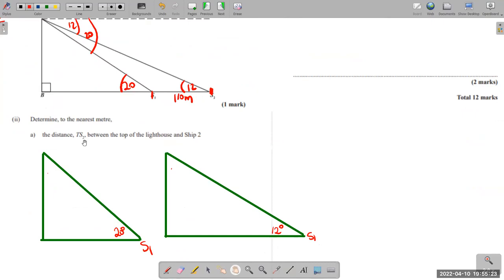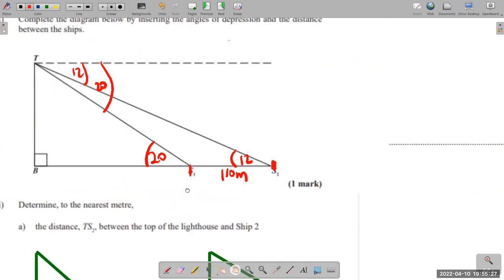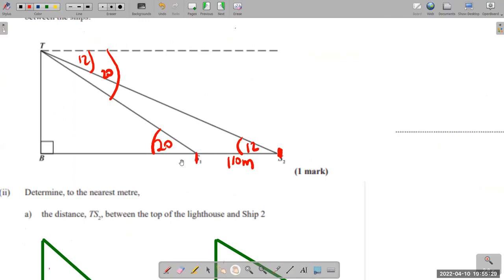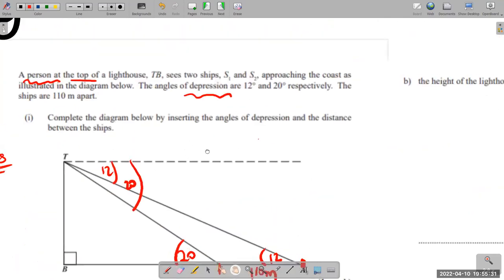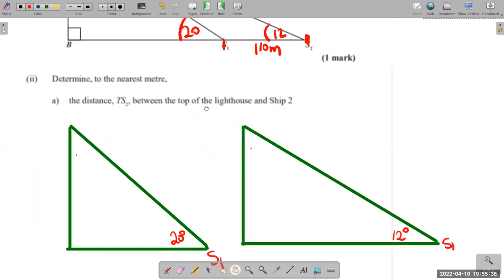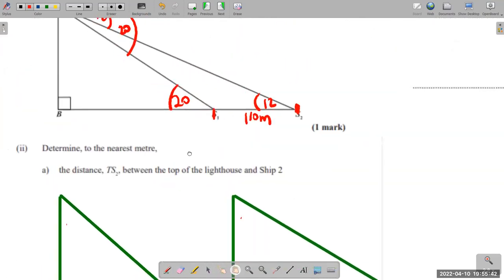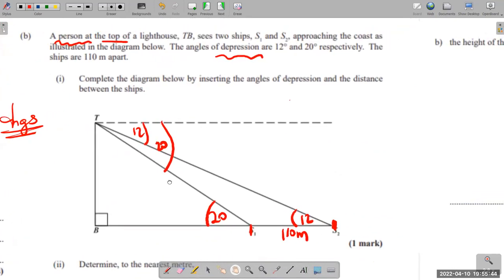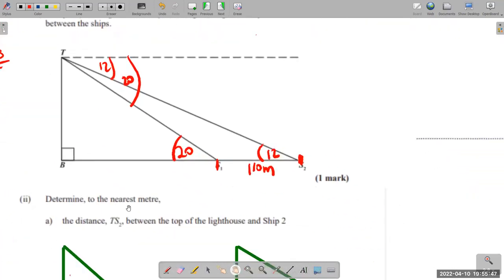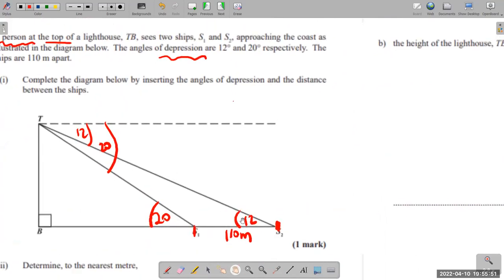Now, the distance between T and S. Now look at this. What do we have? Everything we need to find out? What are they asking us for? Let's look again. Find the distance. What? The distance. Determine TS1 between the top of the lighthouse. Determine to the nearest meter the distance TS2. Where is that? TS2. So this is what they want us to find.